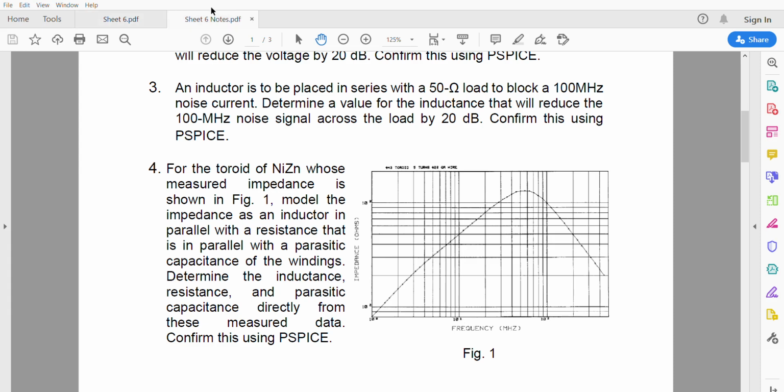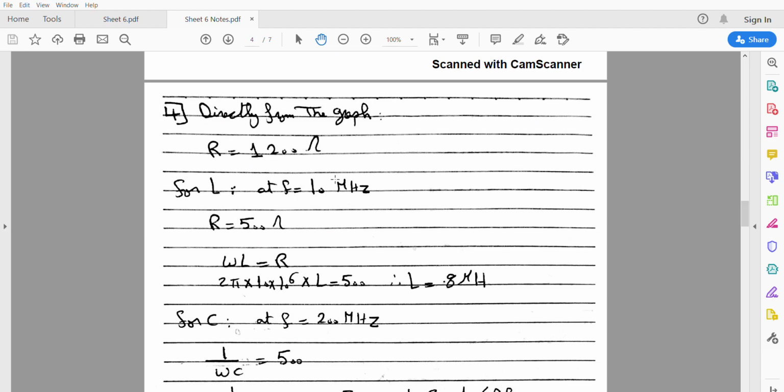So by using the previous explanation, we can make the resistance equal to omega L. So 500, which is the value of the resistance at frequency equal to 10 megahertz. Now omega we can replace by 2 pi f, where the frequency is equal to 10 megahertz. Now we get the value of the inductance, which will equal 8 microhenry.